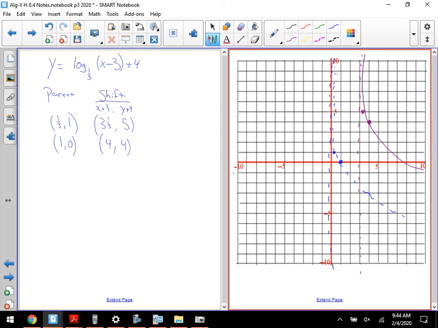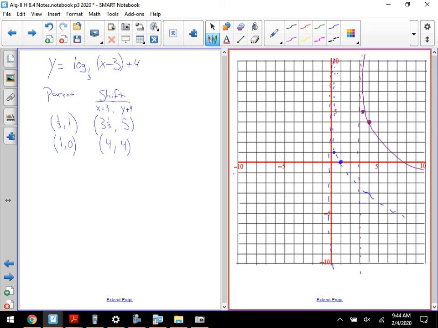H and k. Our h value was 3, so it went over 3. Remember, if it's minus h, it means it's plus. We'll get the first part of it.